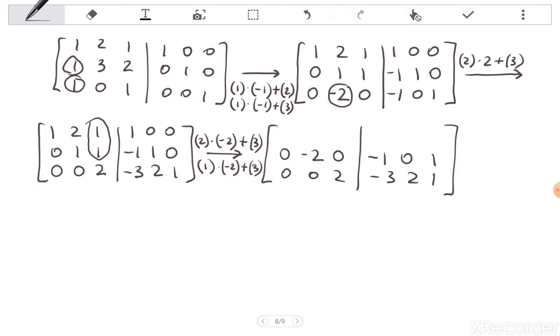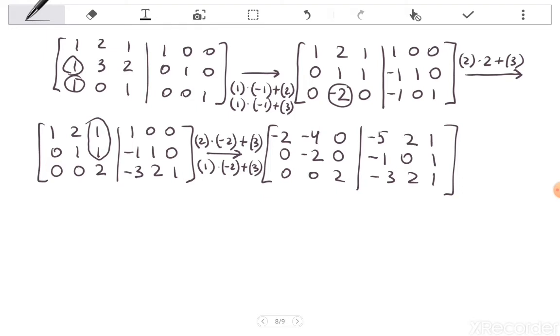So the first row by minus 2 and add to the third row, we get minus 2 here, minus 4, minus 2 plus 2 will be 0, minus 2 minus 3 will be minus 5, minus 2 times 0 is 0 plus 2 will be 2, and minus 2 plus 1 will be 1.